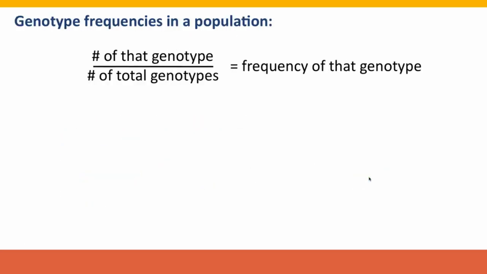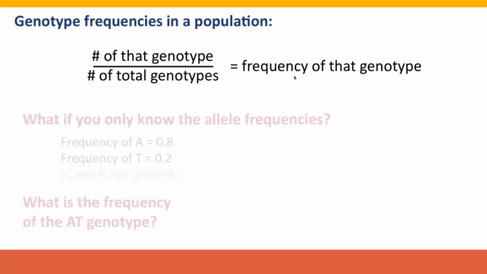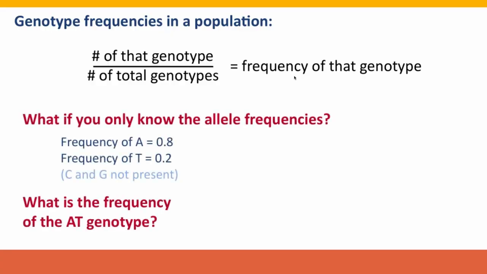What about the other way around? What if we want to think about genotype frequencies in a population? Well, the basic calculation is still really simple. It's just the number of occurrences of a particular genotype out of the total number of genotypes, which is the total number of individuals in the population. But what if we only know the allele frequencies? Often when you're given a description of a population, you're given the allele frequencies, but not the genotype frequencies.